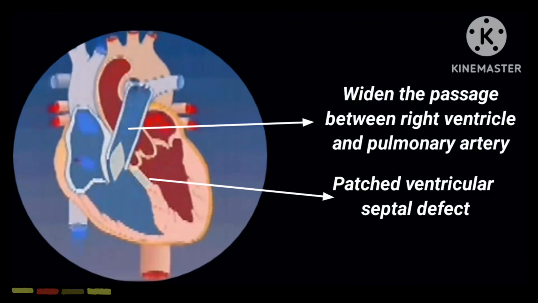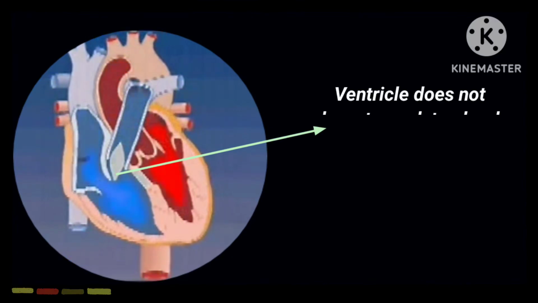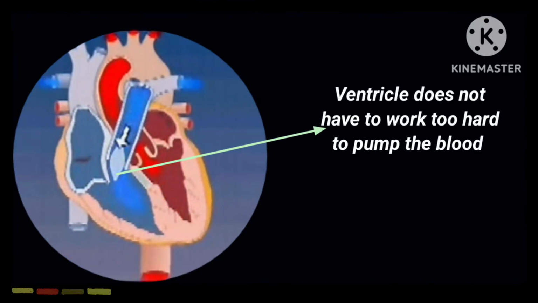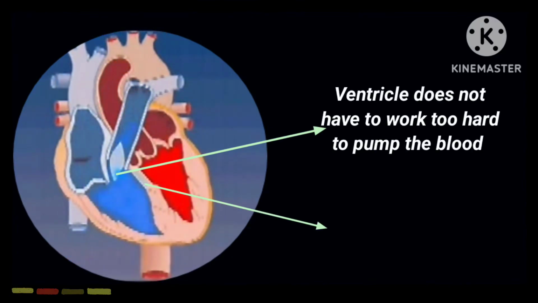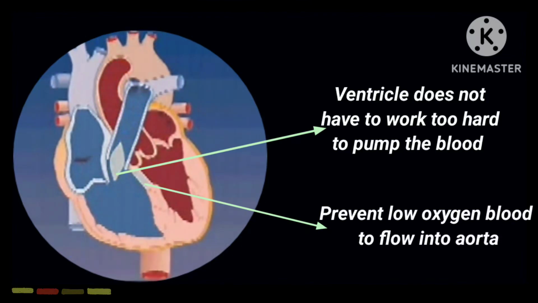This repair will also fix the 2 remaining defects because the ventricles do not have to work too hard to pump the blood into the lungs. And the patched ventricular septal defect prevents the blood with low oxygen from flowing into the aorta.